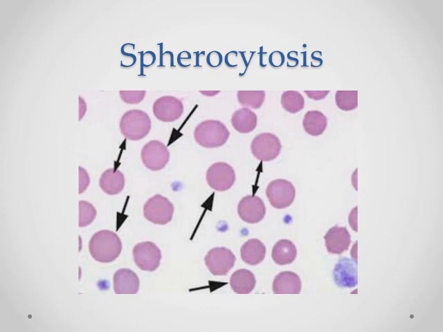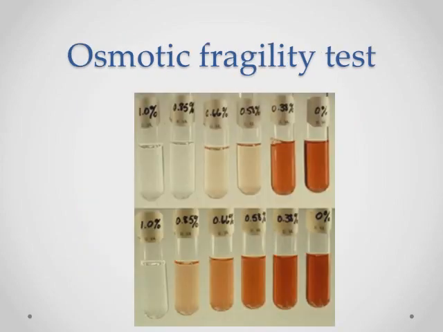As we said before, spherocytes can be hereditary spherocytosis. This is one of the causes of hereditary hemolytic anemia, and it can also occur in autoimmune hemolytic anemia. There are other tests to diagnose spherocytosis, like the osmotic fragility test. Well, there is a picture for the osmotic fragility test.